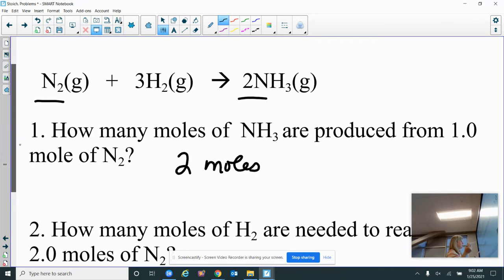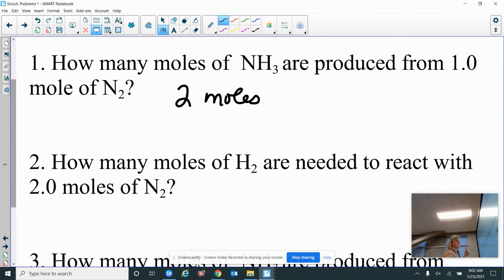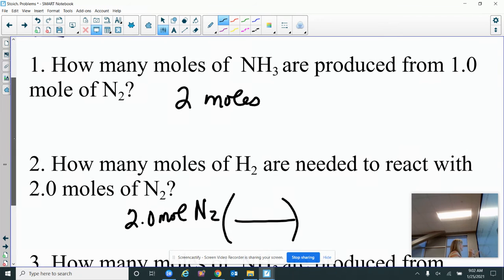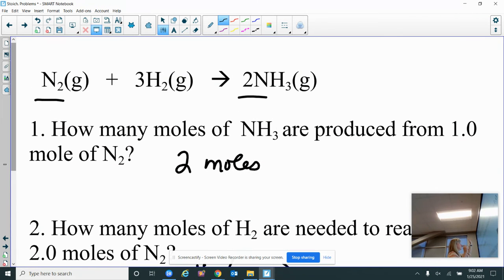But when we have a little bit different numbers plugged in, now the second one, sorry, it's just leaking out a little. How many moles of H2 are needed to react with 2 moles of N2? Okay, so for 2 moles of N2, in the equation, we see the ratio is there's 1 mole of N2 to 3 moles of H2.